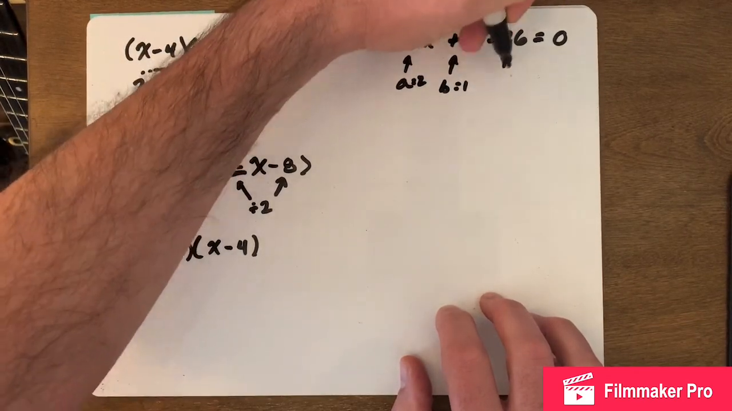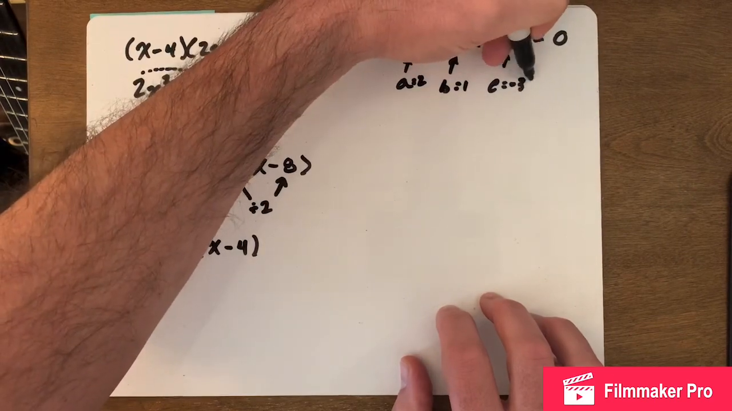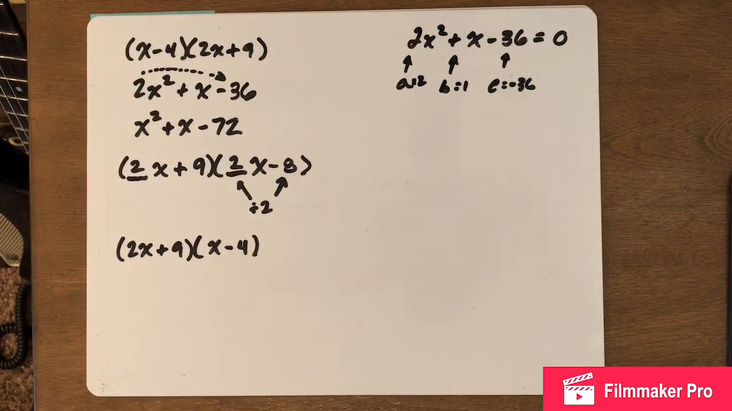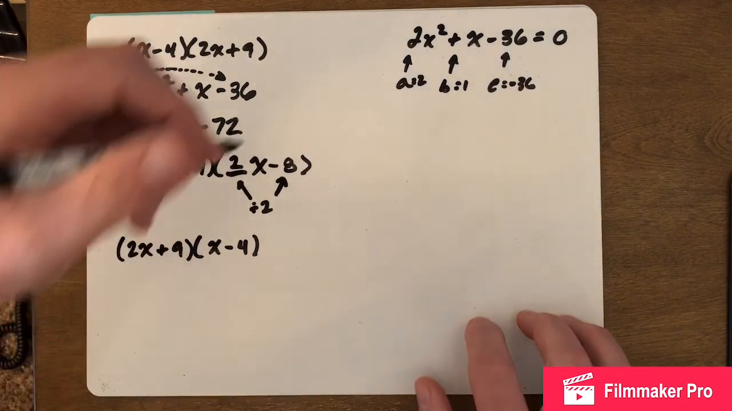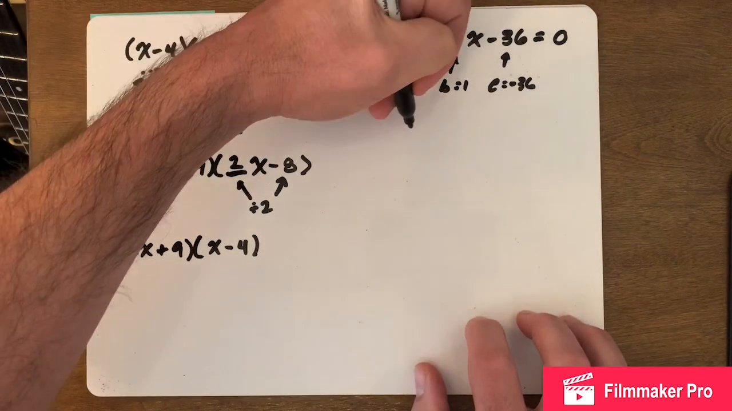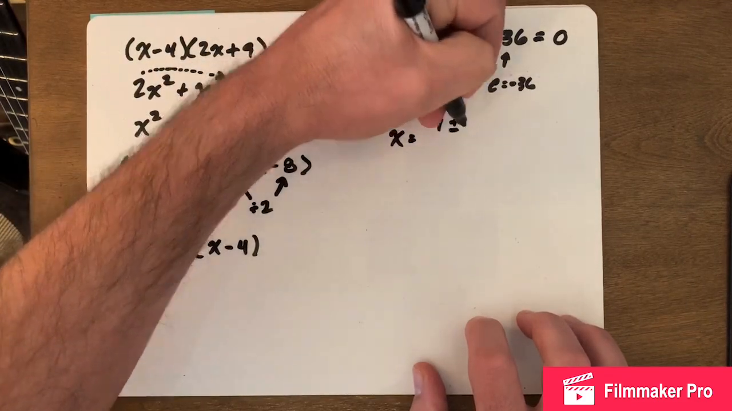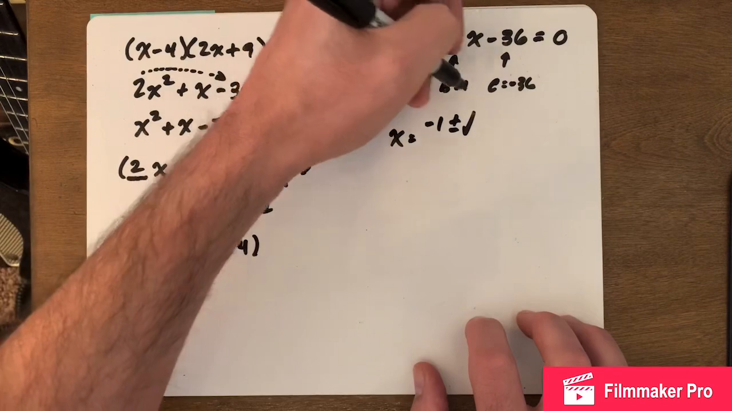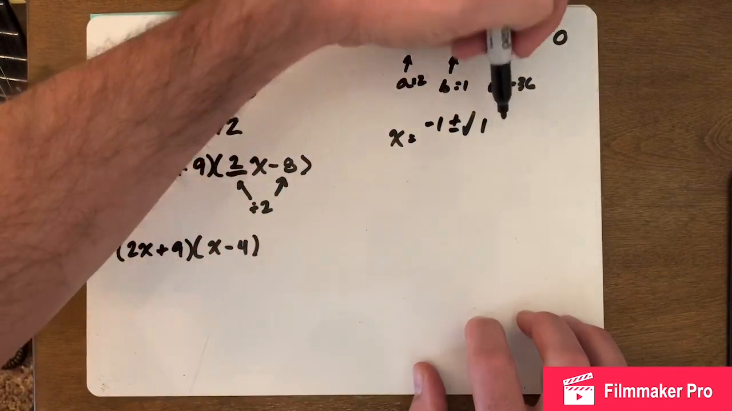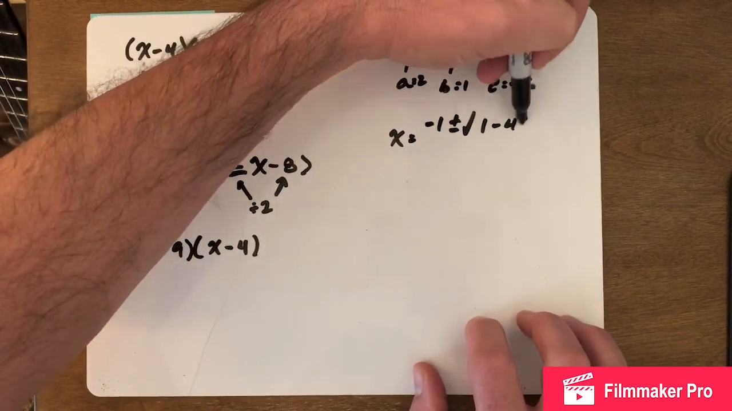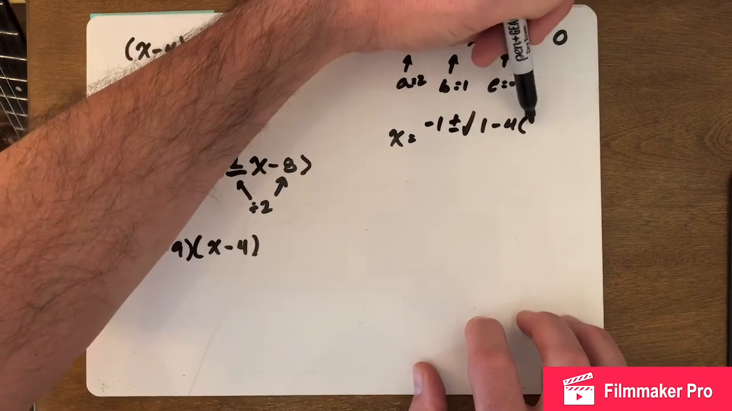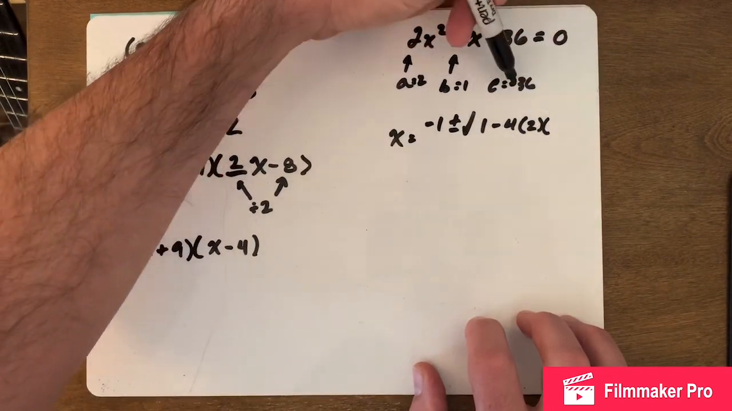And we have a c value of negative 36. So we're going to plug that into our quadratic formula. All right. Hopefully we all remember that. It's going to be opposite b, so opposite 1 plus or minus square root b squared. 1 squared is 1, minus 4 times a, which is 2, times c, which is negative 36.